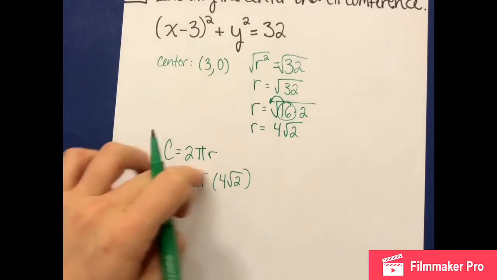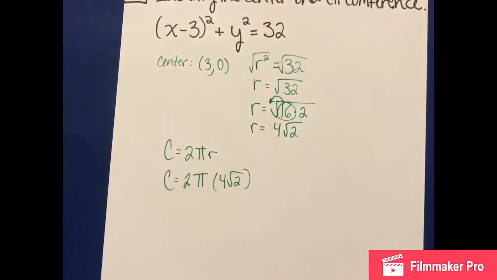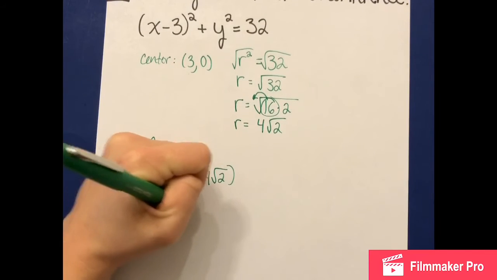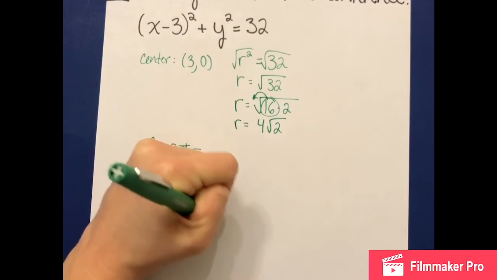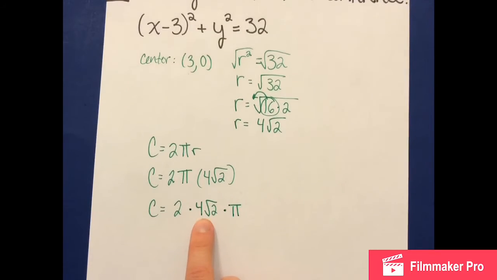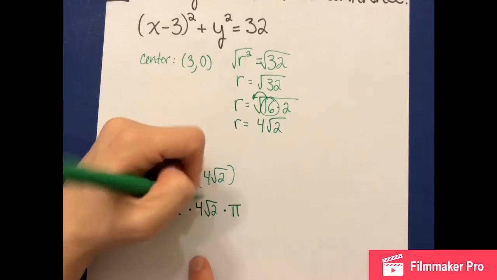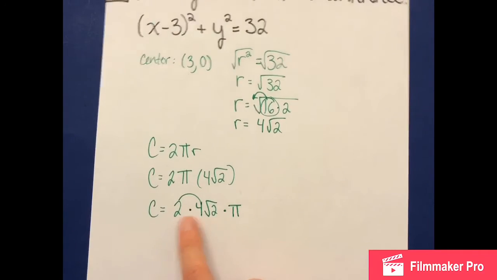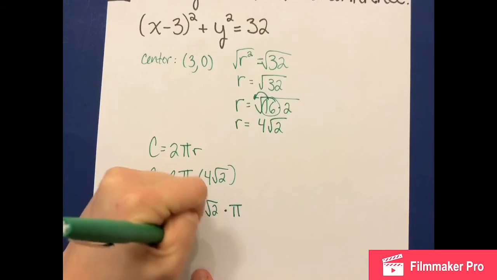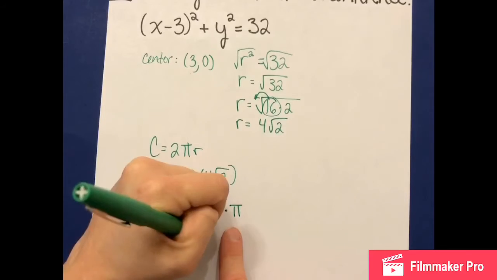Remember, we already know our properties. I know I can kind of move these around. I'm going to move this just next to the 2 just to see what we can actually multiply. It might be easier for you guys to see. So this is what it means right now. I have 2 times 4 root 2 times pi. Remember, radicals go with radicals, whole numbers go with whole numbers. So I'm going to do the 4 times the 2. I get 8 root 2 times pi.